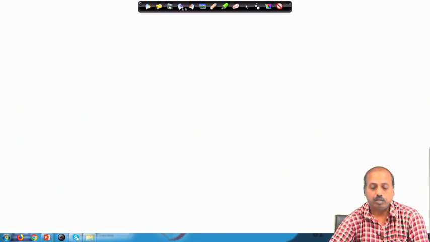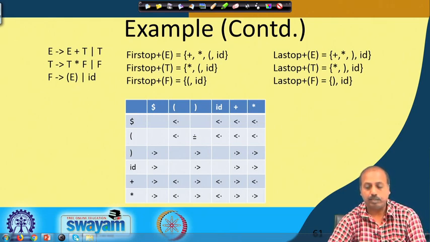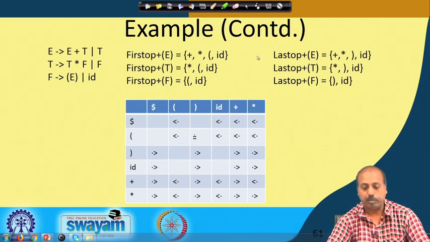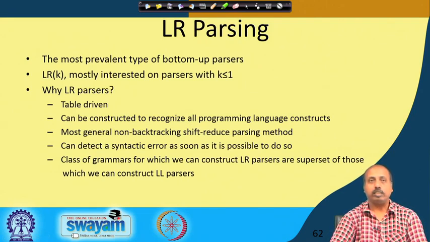Next, we will be looking into the LR parsing process, which is even a better version than operator precedence, because with operator precedence parsing, the basic difficulty that we had is that it cannot give us a parser for many of the grammars which do not have this operator grammar structure.